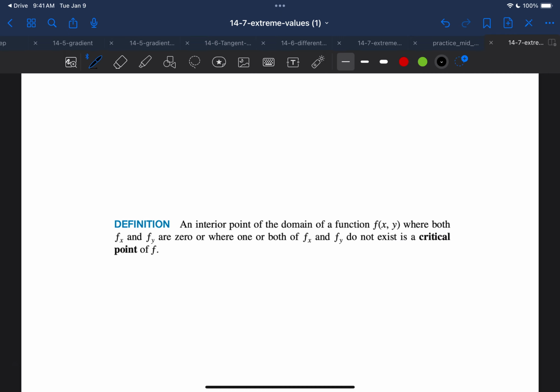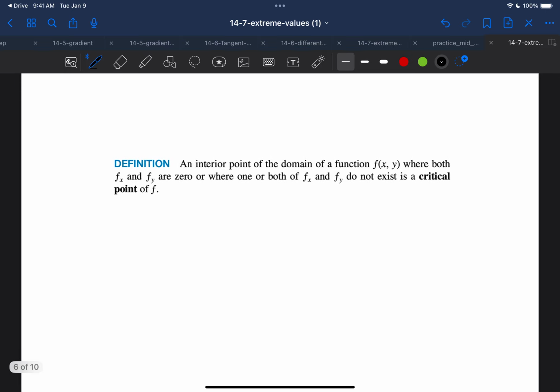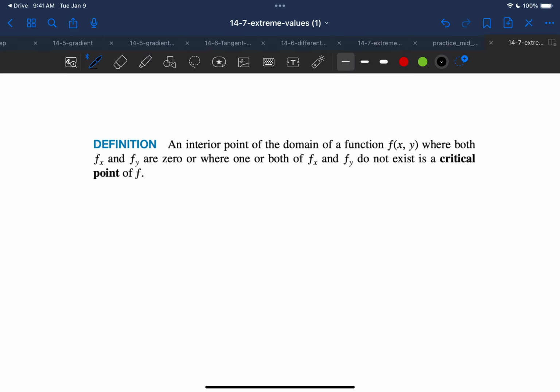All right, now we're going to generalize the extreme points. An interior point of the domain of a function f of x, y where both partial derivatives are 0 or they do not exist, we call that point a critical point. So from the FOC, if this is smooth or its derivative exists, then we make f_x equals 0, f_y equals 0, and solve for the candidate points.